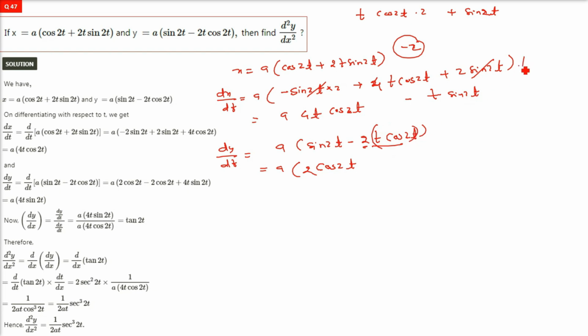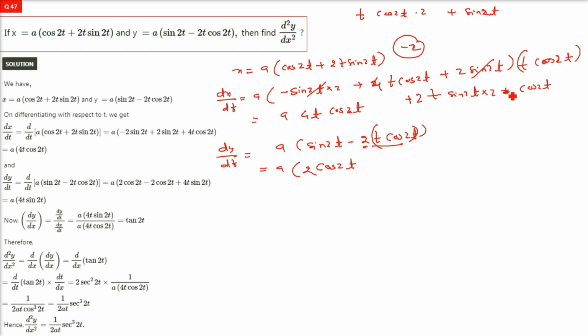T cos 2t, so t cos 2t differentiation I'm doing. So t cos 2t will be minus sin 2t, differentiation of 2t will be 2. So minus 2t sin 2t plus cos 2t, differentiation of t will be 1. So what do we get? Cos 2t minus 2t sin 2t, or you can call it as cos 2t minus 2t sin 2t.